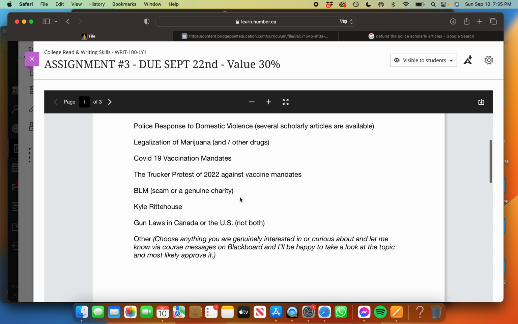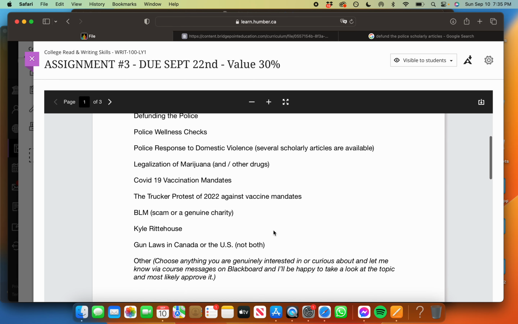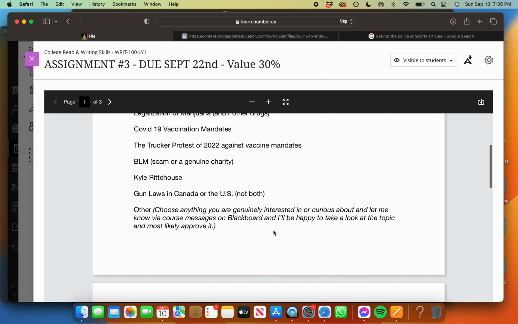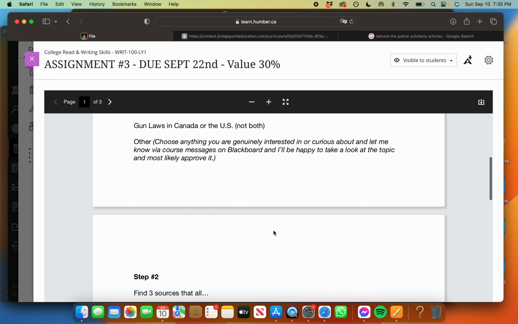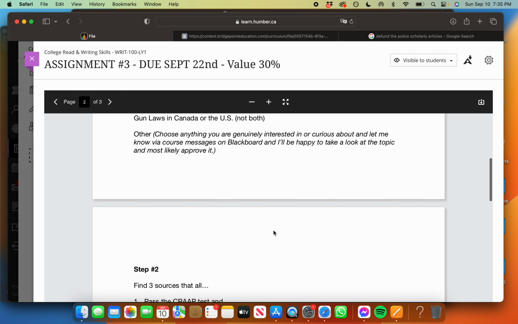BLM, scammer, genuine charity, Kyle Rittenhouse, gun laws in Canada, the US. All right. These are just general topics that you'll find an adequate amount of scholarly articles on, and that are relevant social issues that we're currently grappling with, still discussing, still very much in the media, that are controversial. But again, you're free to choose absolutely anything else that makes more sense to you. These, I believe, would just be quite relevant for our point in history and also for your program.